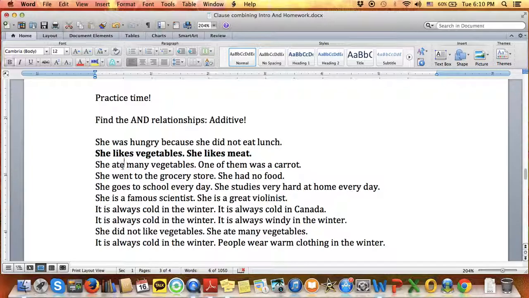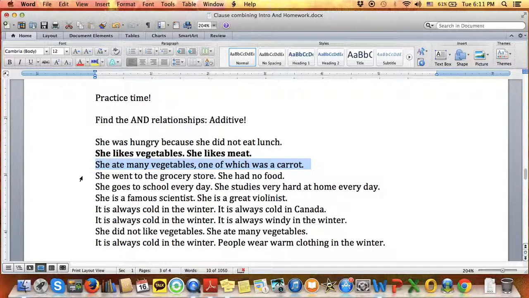Next up. She ate many vegetables. One of them was a carrot. Ooh, tricky, but you know what? Nope. This one is not an and relationship. Instead, this is more of a partitive link between ideas right here. The relationship is one is part of the other one. So one way that I could put this together would be like this: one of which was a carrot. I'm being specific here. I'm giving a specific example of what we've got. So this is not an and relationship.